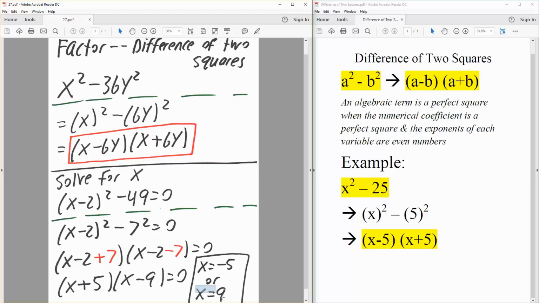Likewise, x is equal to 9. So 9 minus 9 is 0. 0 times 14 would be 0. And that's why we have two answers. And that's how we can factor and solve using the method of difference of two squares.